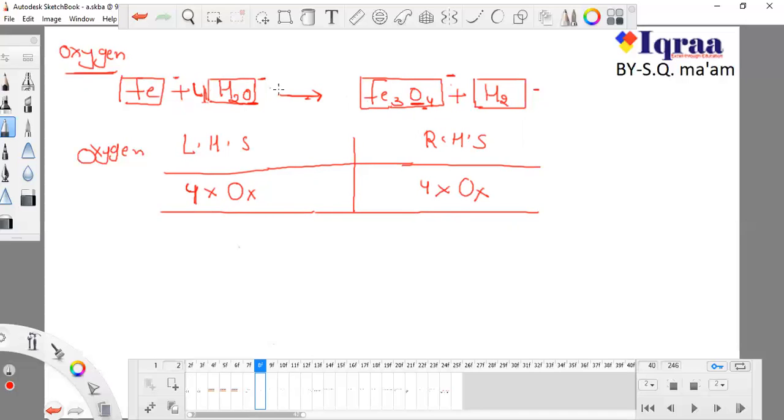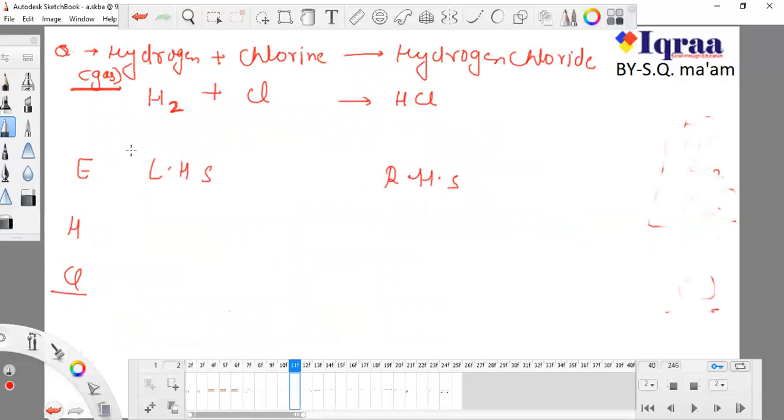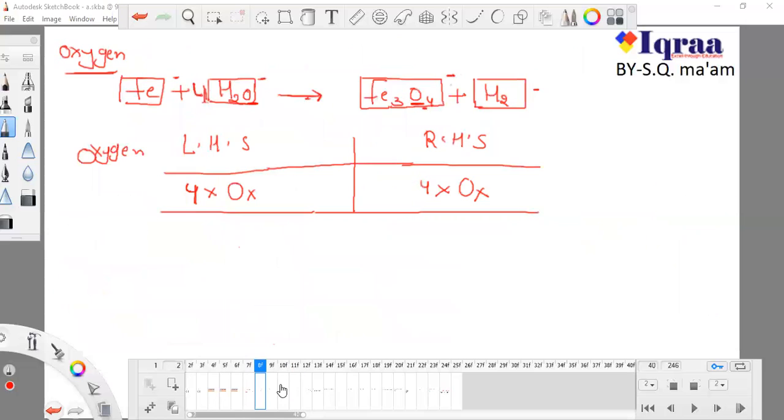Just calculate the number of atoms. This was our reaction, I changed this, but in the initial stage the reaction was Fe plus H2O gives Fe3O4 and H2. Here you can find the number of oxygen is highest, that is 4 in both cases. After that iron has 3, and hydrogen is also 2. So first of all, try to pick the element which has the most atoms on both sides. After that you can pick whatever you want: hydrogen, iron, whatever you want.